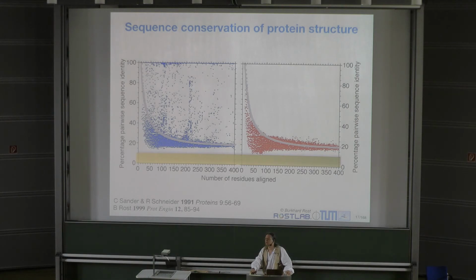Can you please repeat what is the blue and what is the red? The blue are pairs of proteins for which we know they have similar 3D structures. That's what we exactly do by geometric superposition. We have, for all of these, 3D structures, we superpose them, and we ask whether by this 3D superposition they're similar or not. If they're similar, they're blue. If they're completely different, they're red.